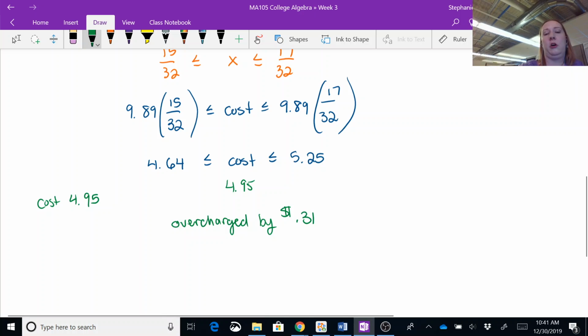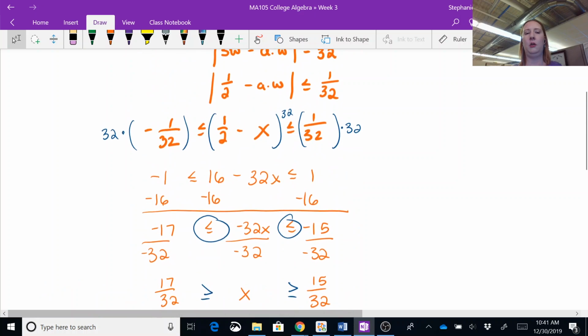But if the actual cost was 5.25, then you have a lower cost, so you were undercharged. So you could have been undercharged by 5.25 minus 4.95, about 30 cents. So your cost ended up somewhere in the middle. You could have been overcharged by 30 cents roughly or undercharged by 30 cents. And that is the answer to the question.